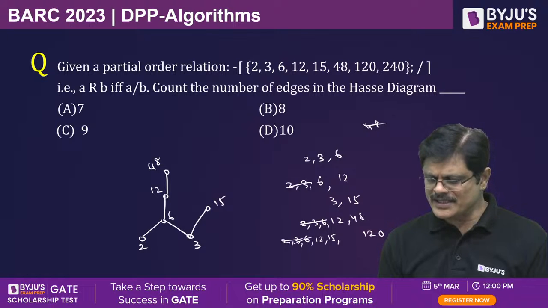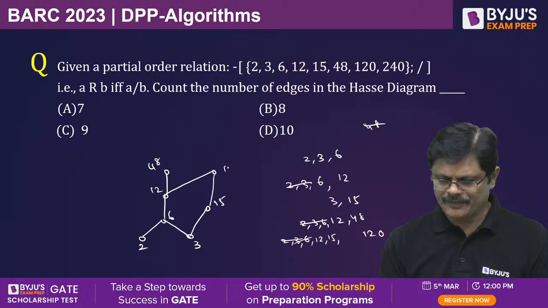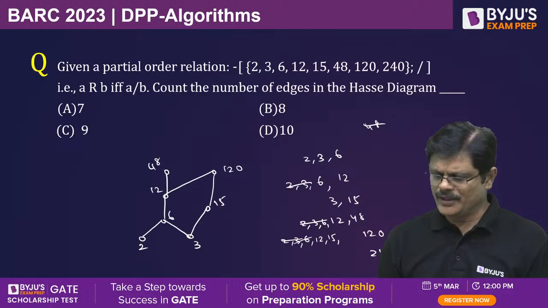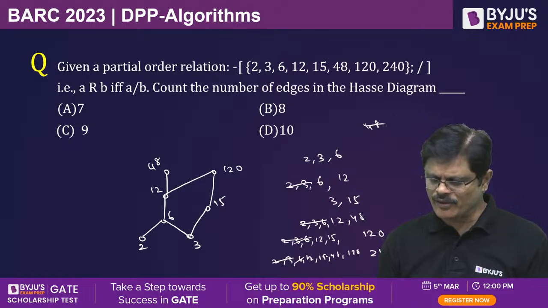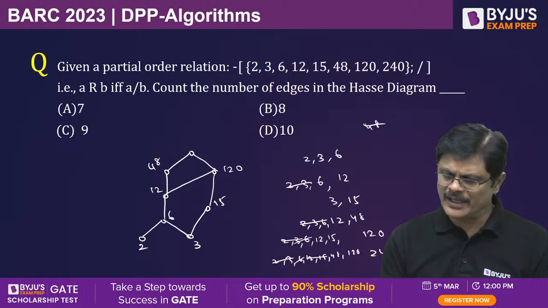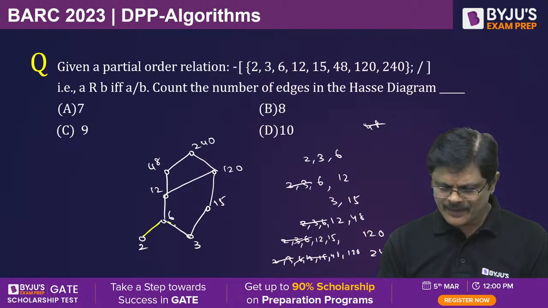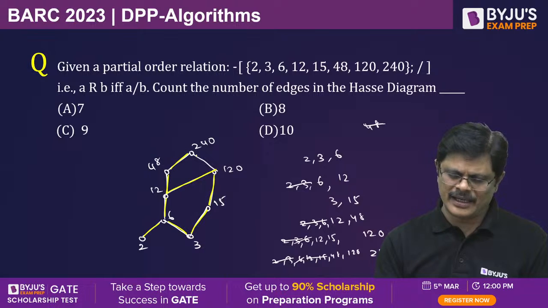So 2 and 3 are covered by 6, 6 is covered by 12, 12 and 15 are covered by 120. 120 covers it. Then comes 240. Who are all related with 240? Everything, obviously: 2, 3, 6, 12, 15, 48 and 120. Now 2 and 3 are covered by 6, 6 by 12, 12 and 15 by 120, 48 is alone. 120 and 48 are covered by the last one, that is 240. So the number of lines in the Hasse diagram is 1, 2, 3, 4, 5, 6, 7, 8, 9.